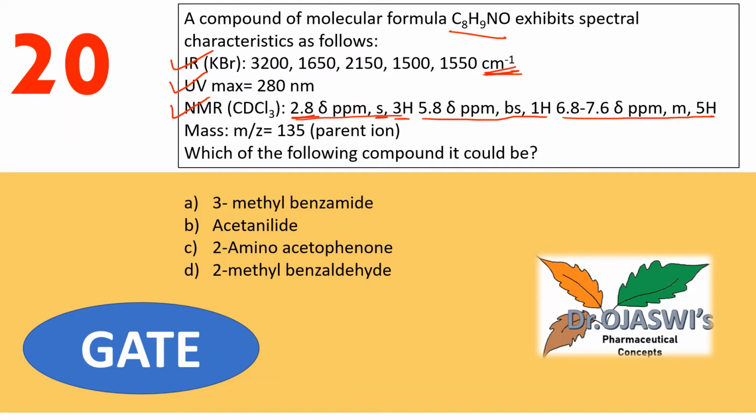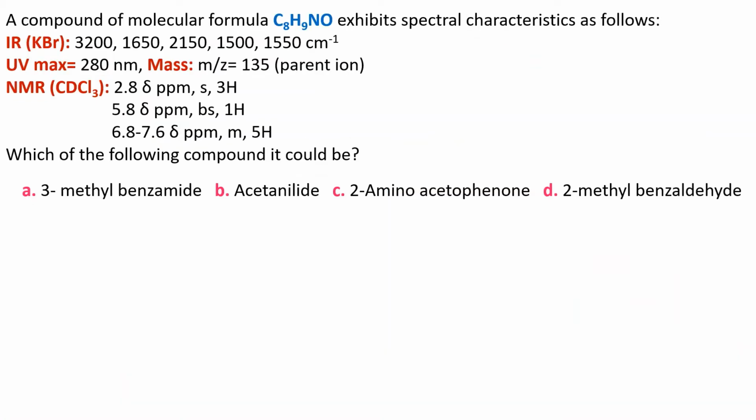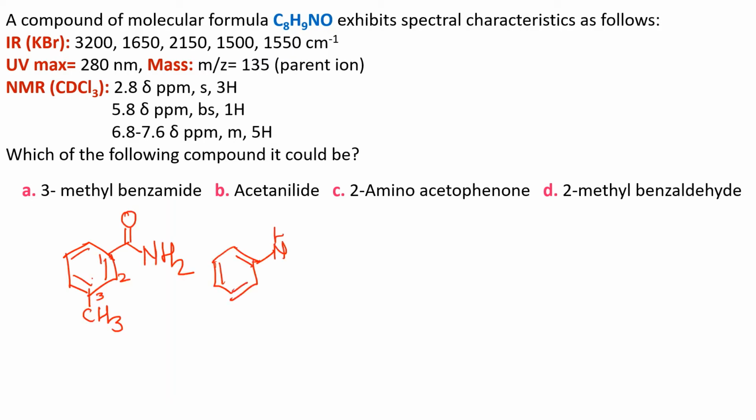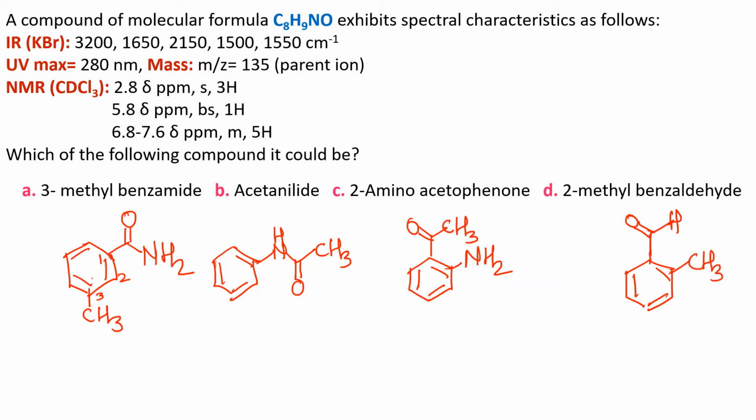Then the m/z value is given for the molecular ion. And we have to identify among these four which one is the correct answer. So let us see one by one. Let me first write the structures of all these. So 3-methyl benzamide. So these are the four structures which have been asked.